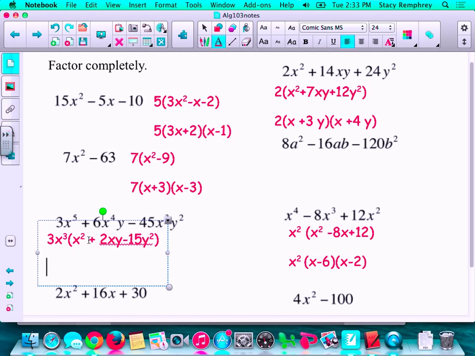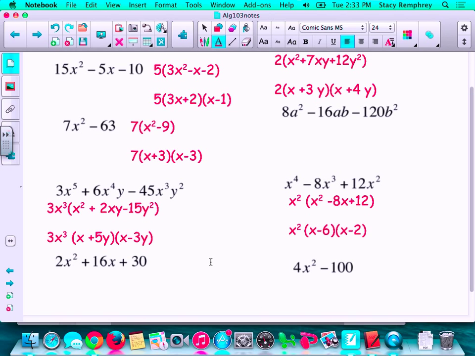So I'm going to bring down my greatest common factor. And again, use the 15 just like you did before, and just put a y with its factors. And again, if you're not quite sure how this works, multiply the binomial out, and you'll see how it gets to here.